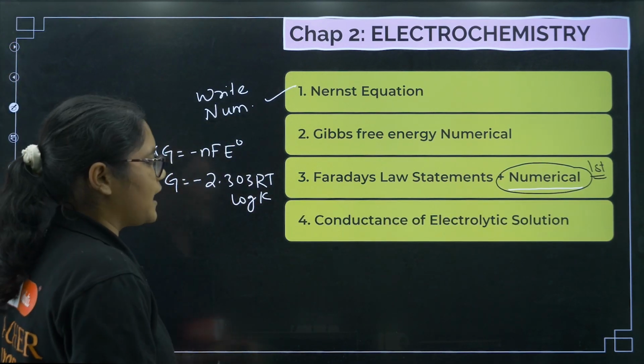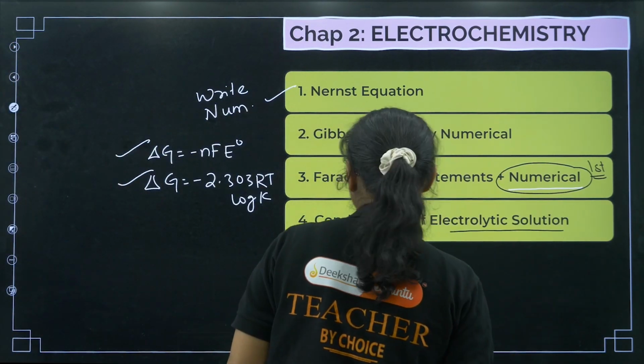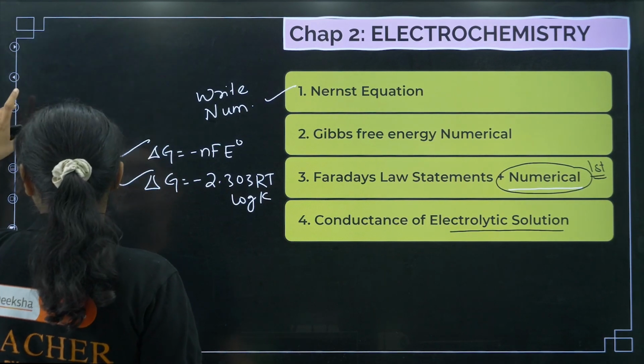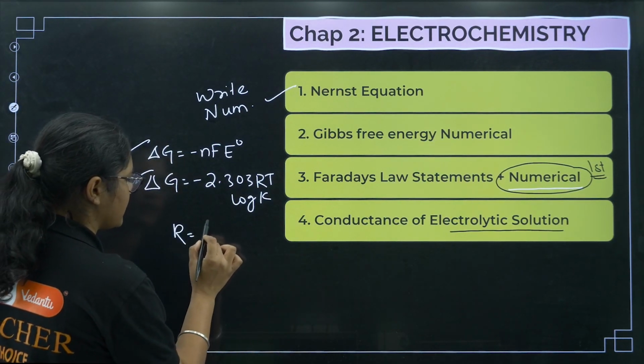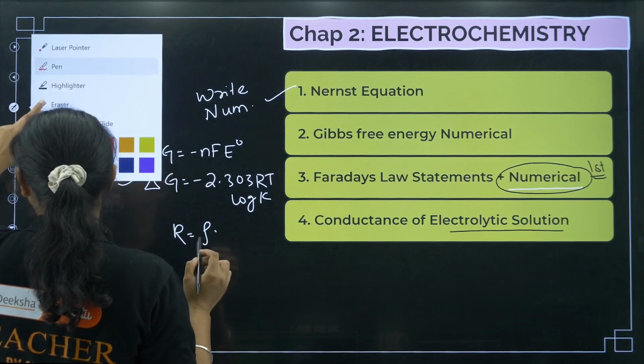Coming to the next, we have conductance of electrolytic solutions. Here a lot of formulas are there. What all things do you need to revise? First you should know the formula of kappa.